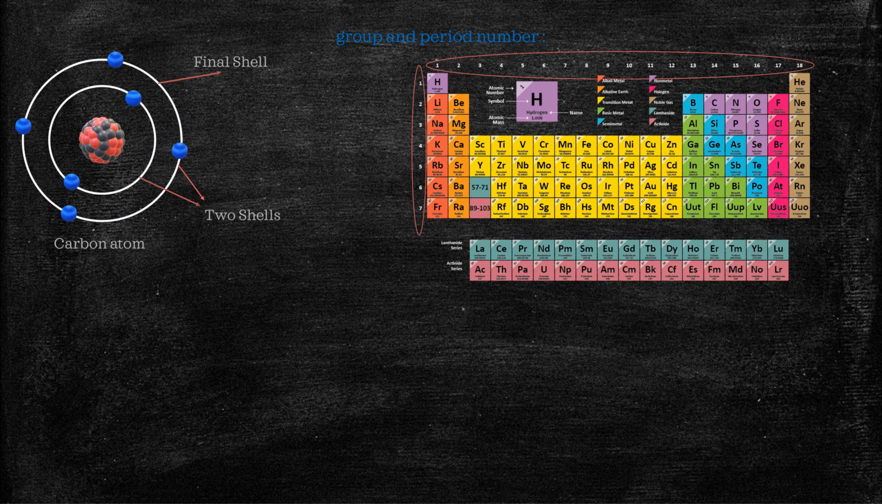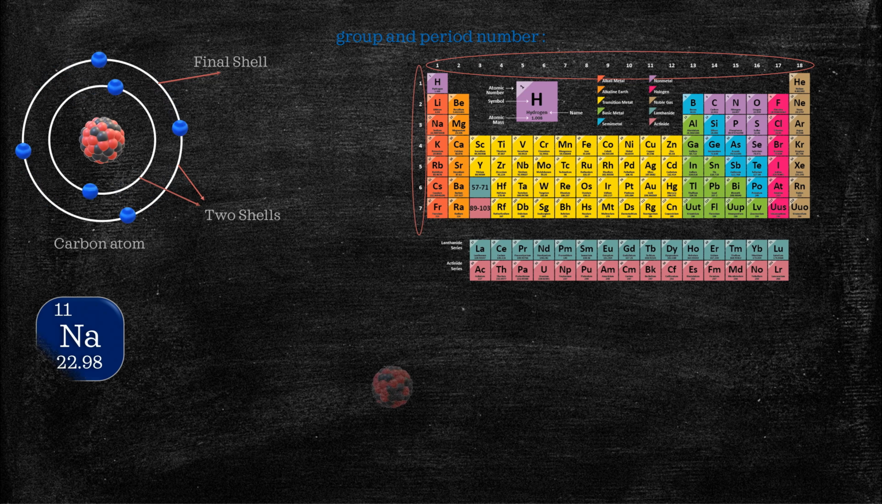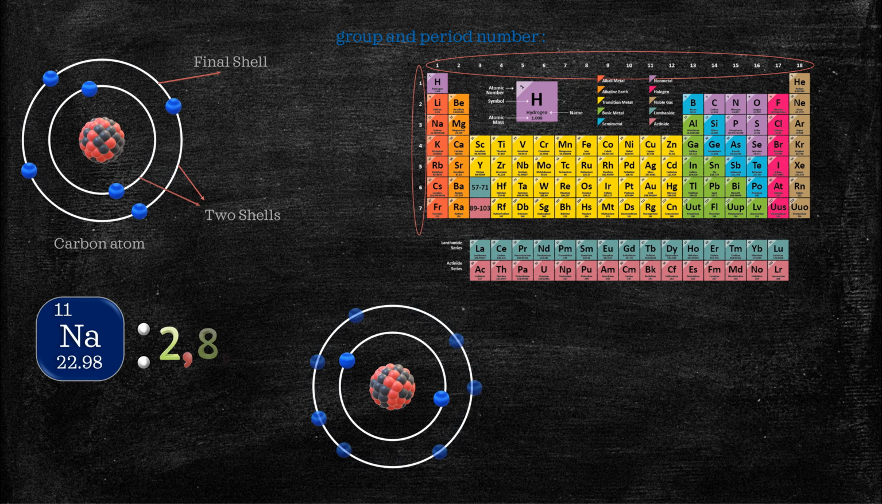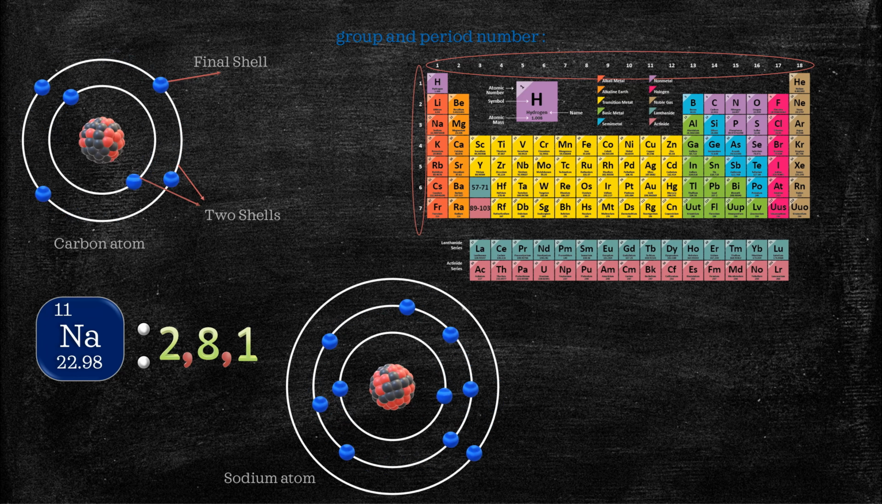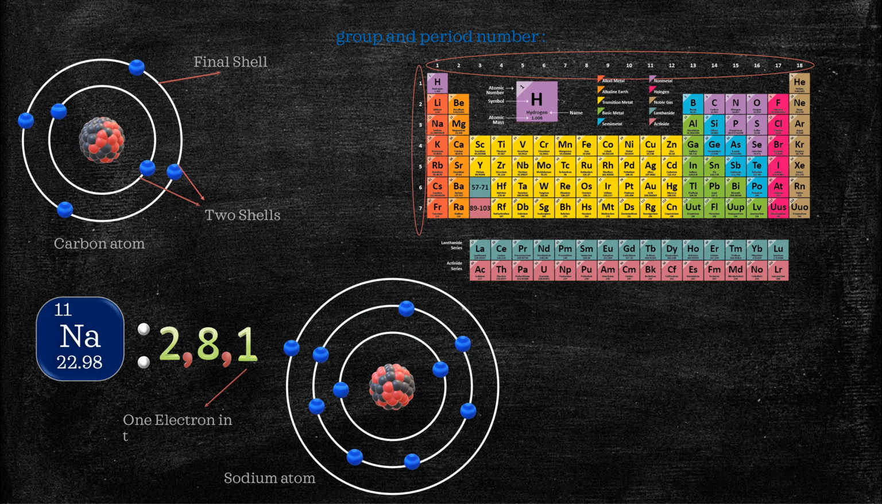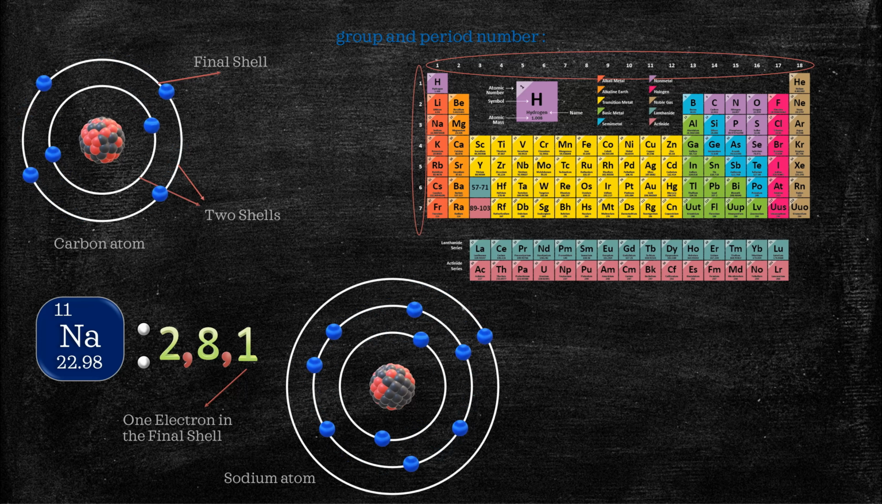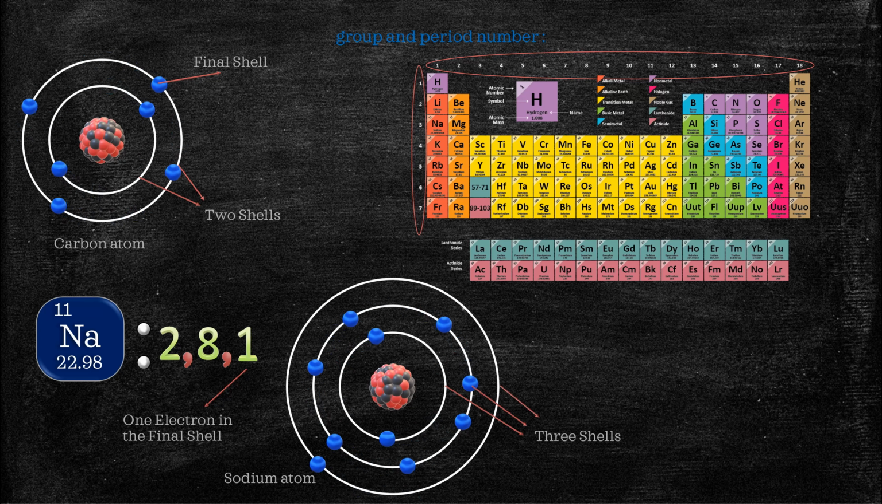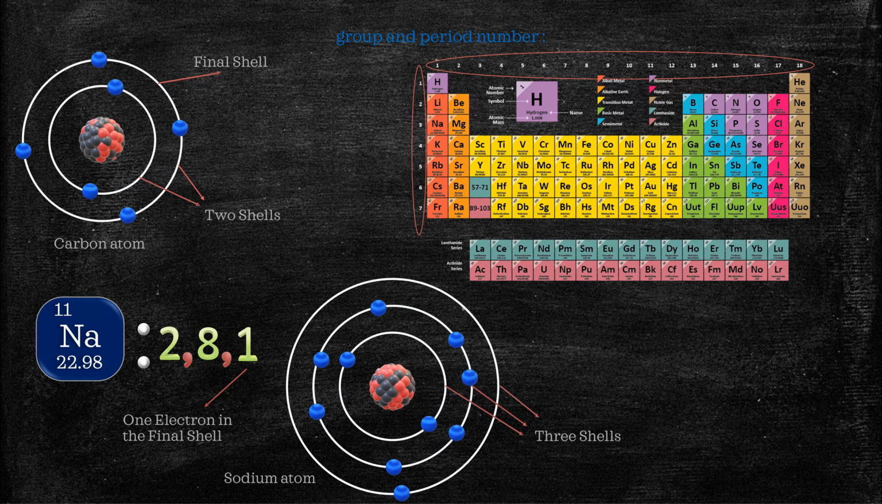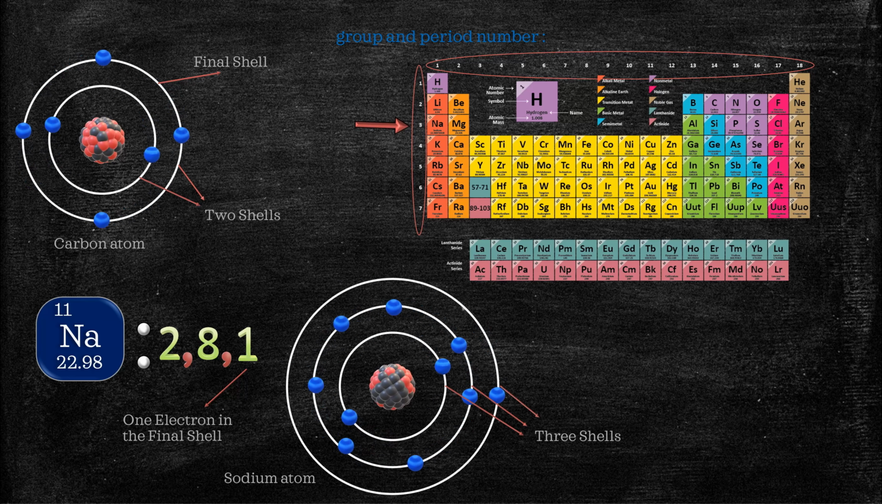For instance, the electronic configuration for sodium is 2, 8, 1. As you can see, sodium has only 1 electron in its final shell. This means it is in the first group in the periodic table. And it has 3 shells. This means it is in the third row in the periodic table. And if we go and check the position of sodium in the periodic table, we will find it in the first group in the third row.